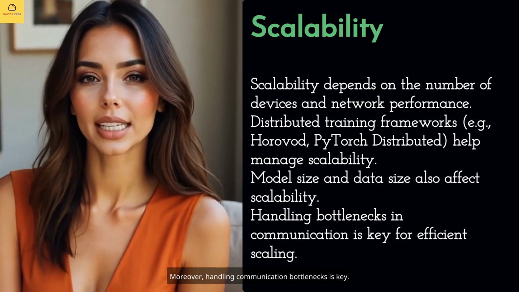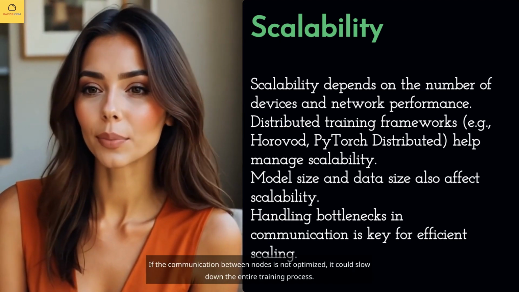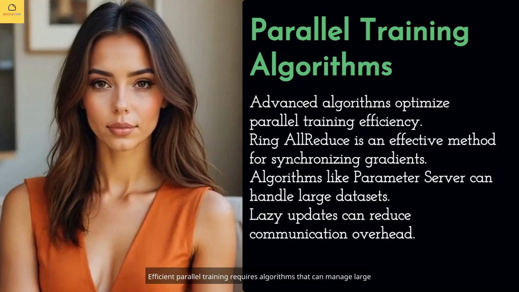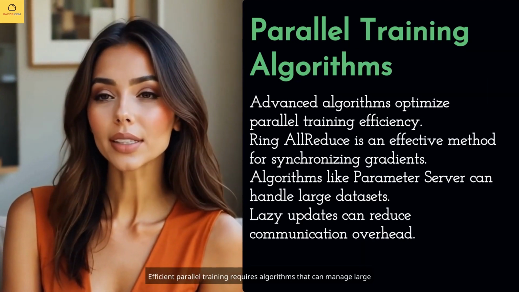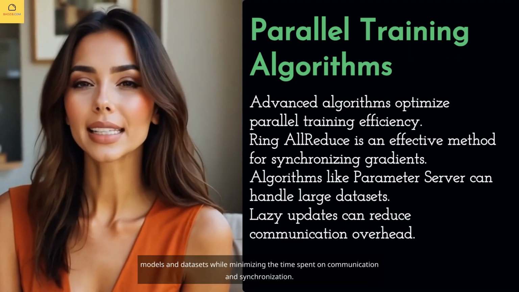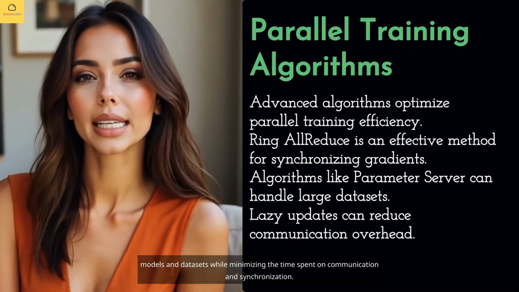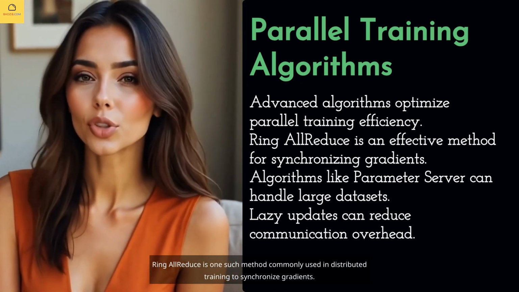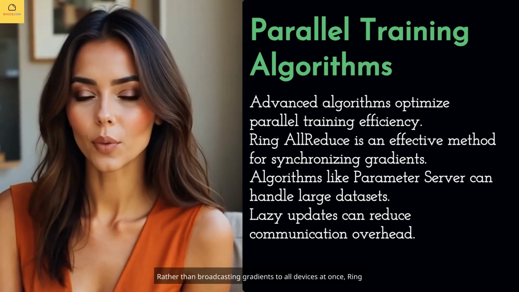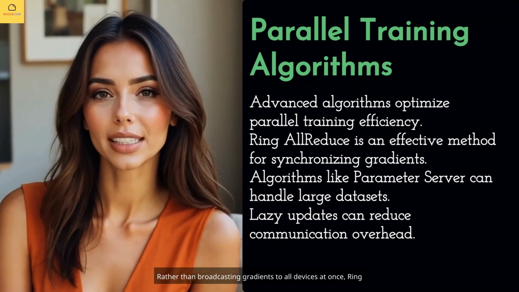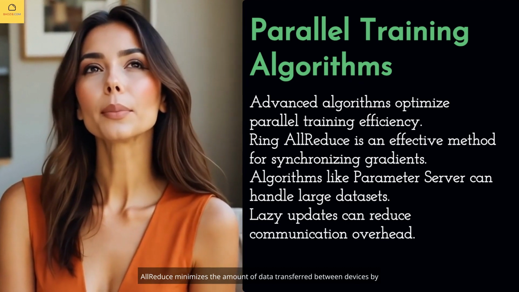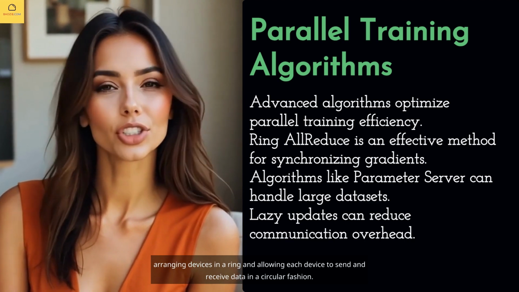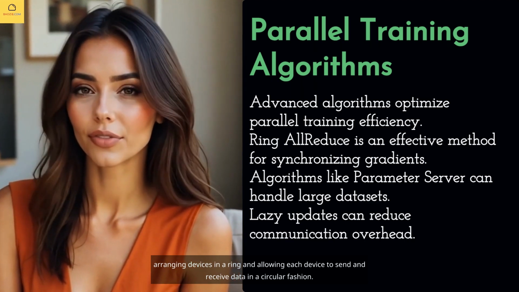Moreover, handling communication bottlenecks is key. If the communication between nodes is not optimized, it could slow down the entire training process. Efficient parallel training requires algorithms that can manage large models and datasets while minimizing the time spent on communication and synchronization. Ring-all-reduce is one such method commonly used in distributed training to synchronize gradients. Rather than broadcasting gradients to all devices at once, ring-all-reduce minimizes the amount of data transferred between devices by arranging devices in a ring and allowing each device to send and receive data in a circular fashion.